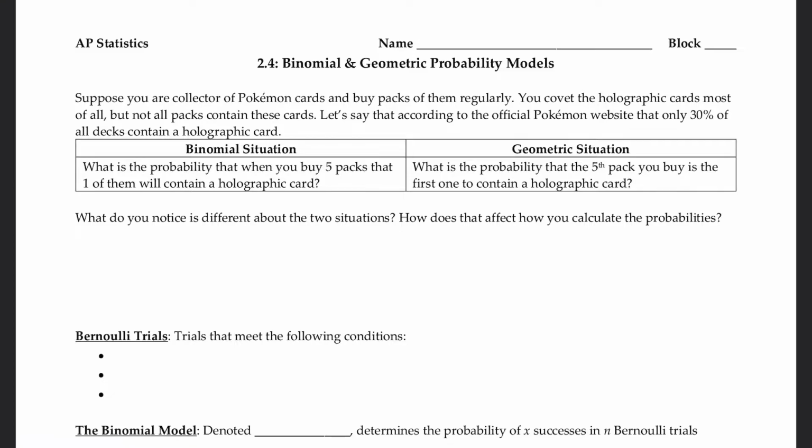Here are two questions that sound similar, but are different and put us into the different buckets of binomial versus geometric. Here's a binomial situation. A question that would be binomial is, what is the probability that when you buy 5 packs, one of them will contain a holographic card? On the geometric side, a question might be, what is the probability that the 5th pack you buy is the first one to contain a holographic card? I'd like you to think about what difference you notice between these two situations.